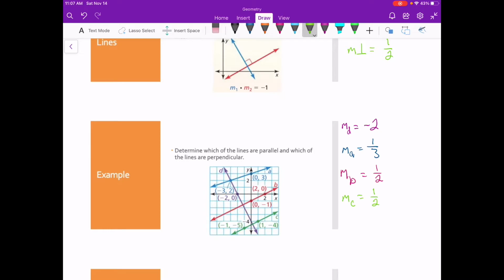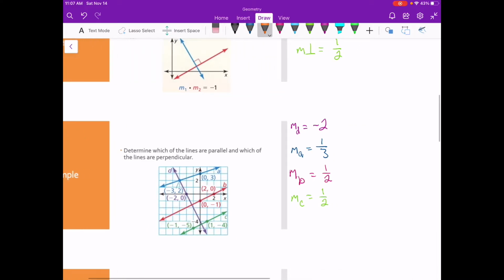Now that we know the slopes, let's figure out which ones are parallel and perpendicular. So for parallel, we're looking for lines with the same slope, which happen to be B and C. Those are the only lines with the same slope, so we're done with parallel.